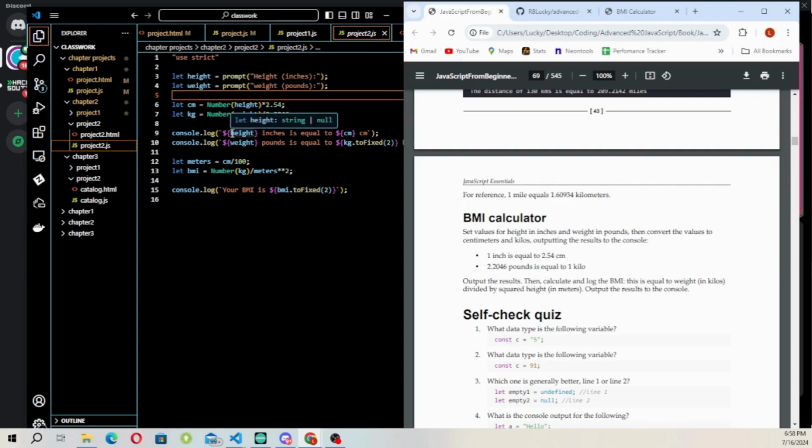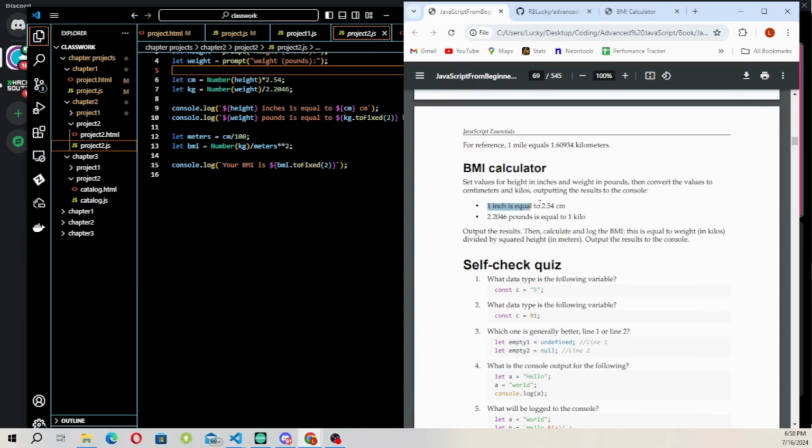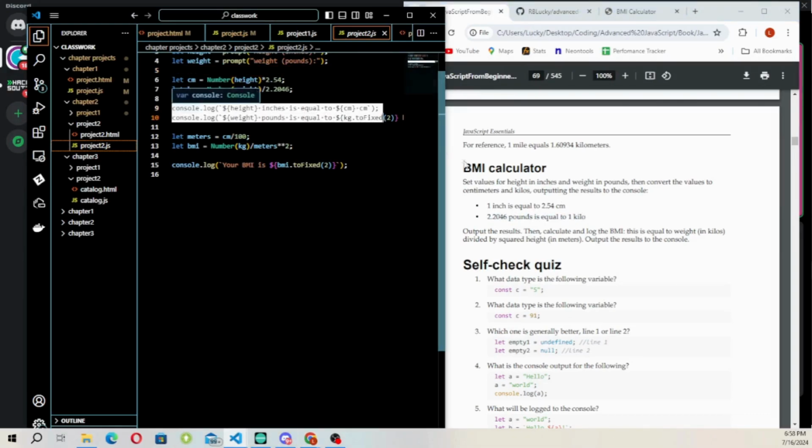So these are the conversions. Now I just create a string to say whatever inches you gave me. If you gave me 10 here with the prompt, it's gonna say 10 inches is equal to so and so centimeters. You understand? And then it's gonna say this weight in pounds is equal to this weight in kgs, right? This is exactly what it's gonna look like: 1 inch is equal to 2.54, and so on. That's basically what you see here.